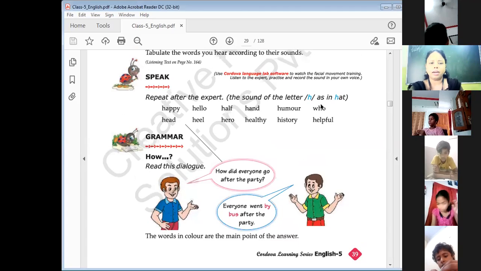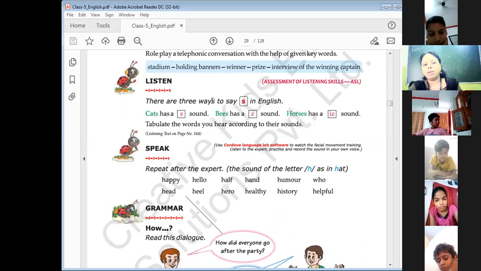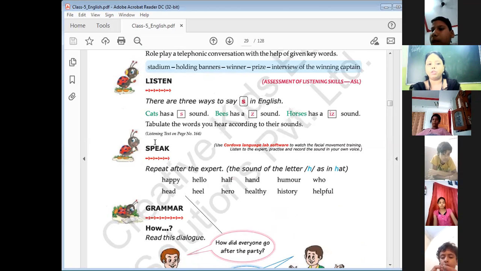So students, let's start our English class now. I hope you all have written your revision questions, the fill in the blanks of computer. Complete them and send it on your WhatsApp group. And let's complete the rest of the English portion which we left in our last class.